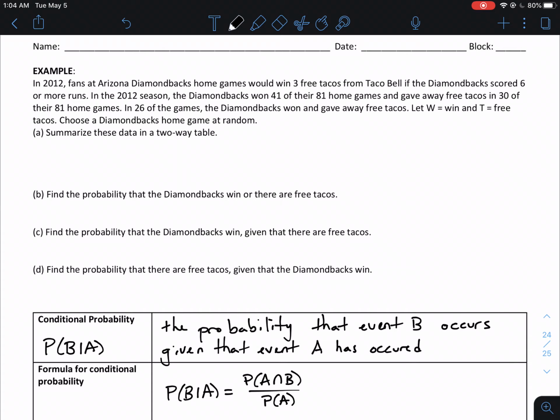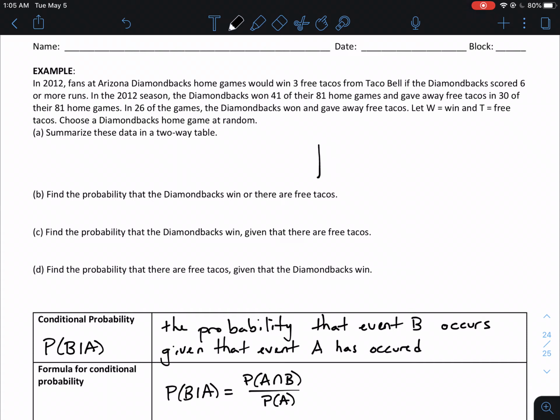So, in 2012, fans at Arizona Diamondbacks home games would get 3 free tacos from Taco Bell if the Diamondbacks scored 6 or more runs. In the 2012 season, the Diamondbacks won 41 out of their 81 home games and gave away free tacos in 30 of their 81 games. In 26 of the games, the Diamondbacks won and gave away free tacos. So we're going to let W be wins, T be free tacos, and let's think about choosing a Diamondbacks home game at random. So for part A, summarize this data in a two-way table.